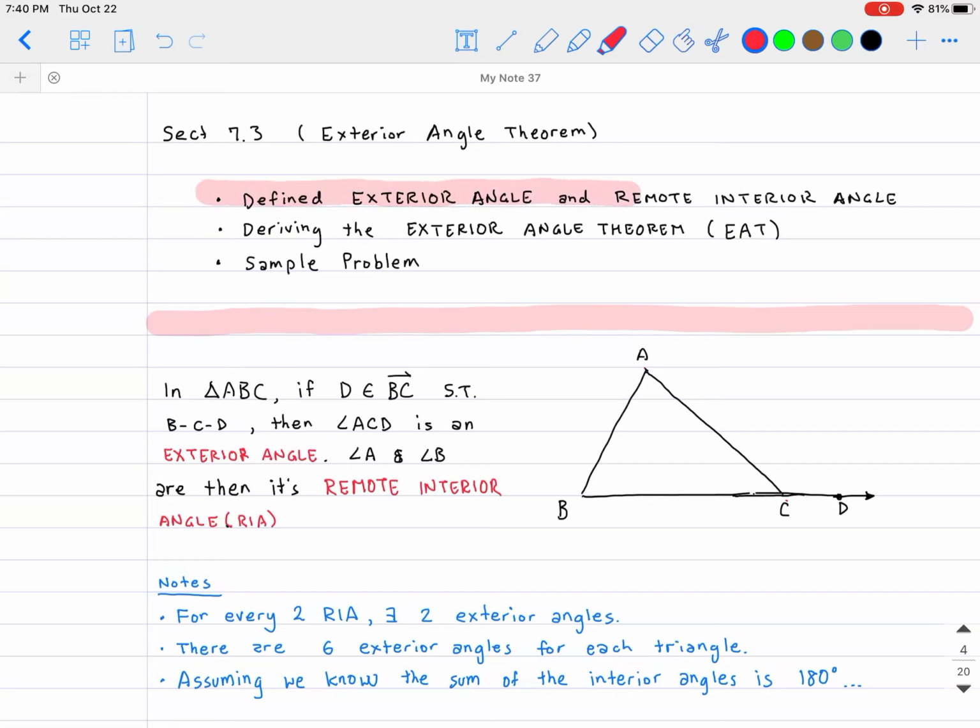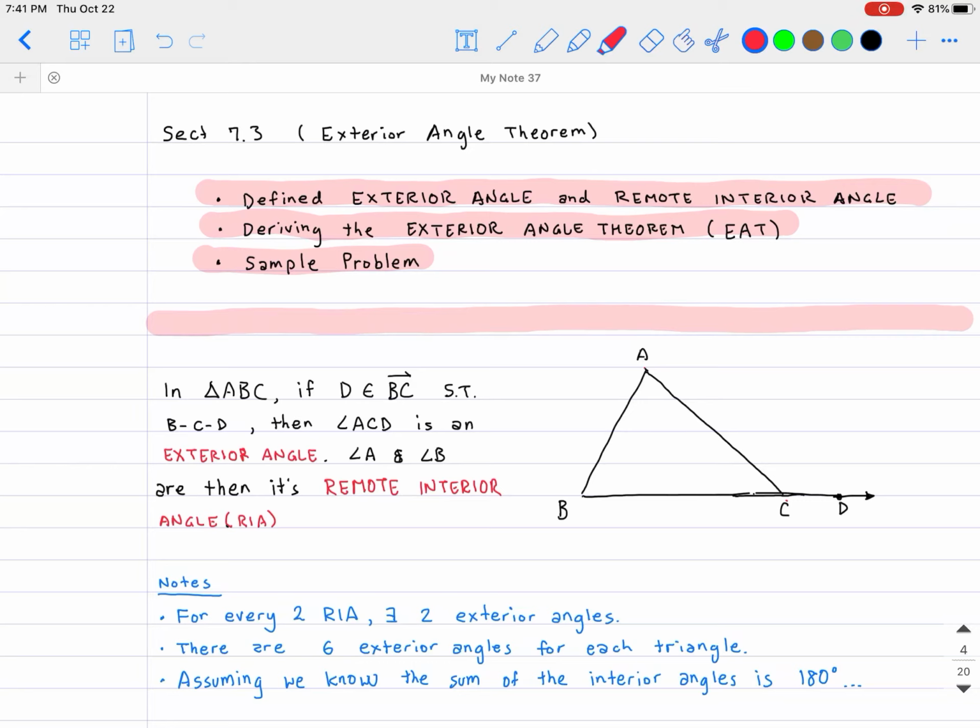Here is kind of what I'm going to be working at. Let me give you a quick description of what you're going to be seeing. The first part is we're going to define what the exterior angle is and also what the remote interior angle is. So there are two things that we need to define in this case.